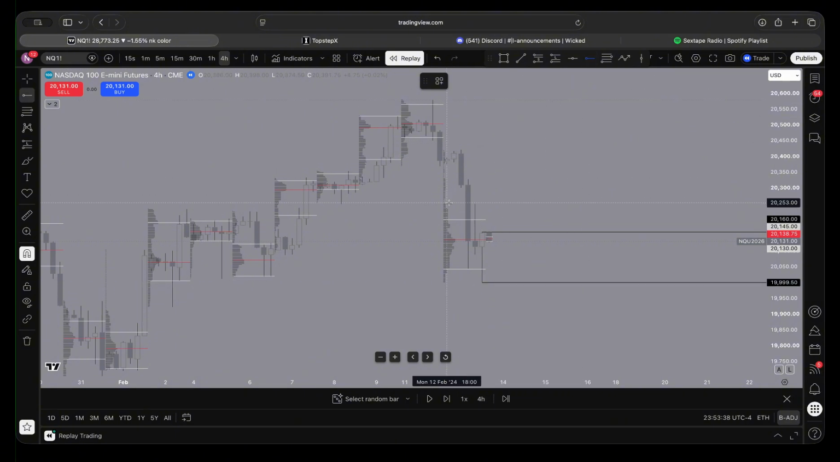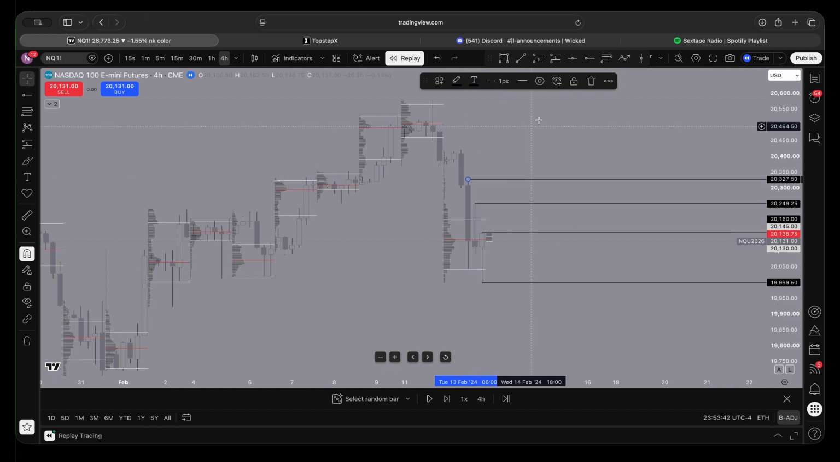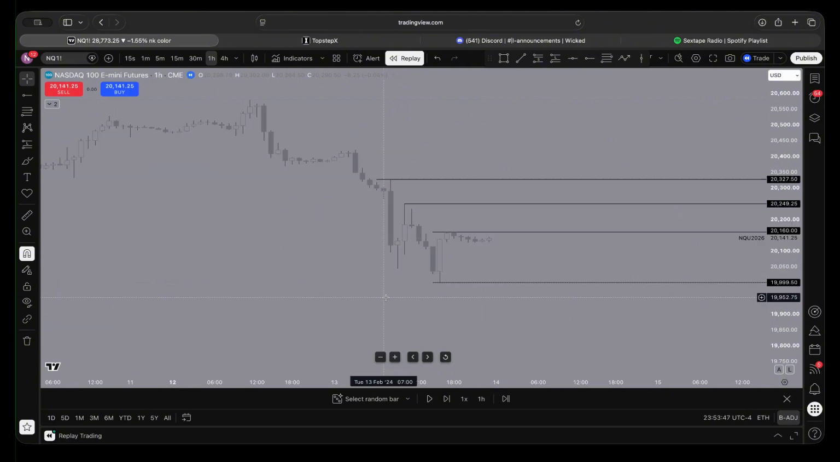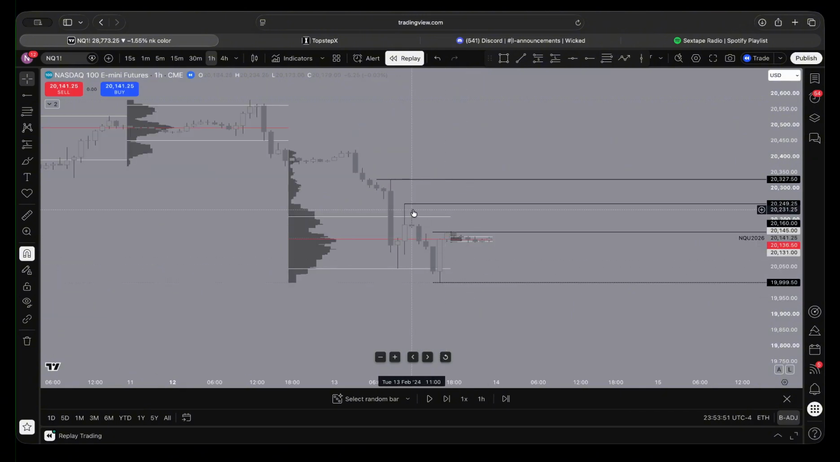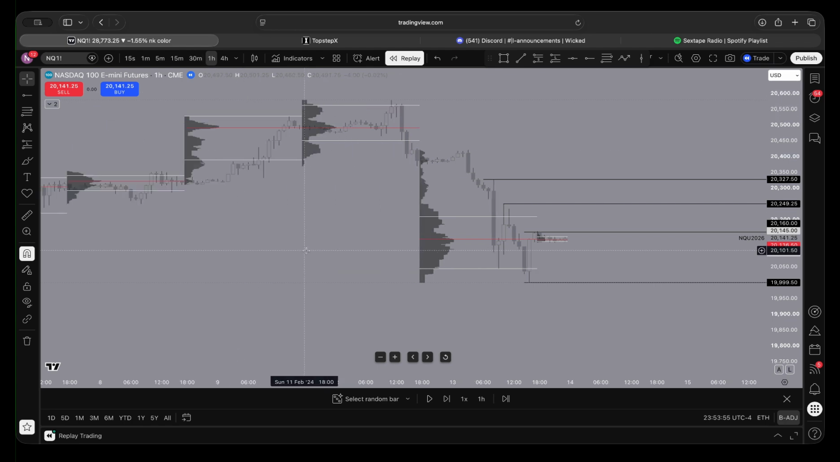So right here I marked out a 4 hour low. I marked out a 4 hour high. A 4 hour high right there. Another 4 hour. Go to the 1 hour. I try to line things up. Basically, that's what I do. See what makes most sense to push into or to react off of.